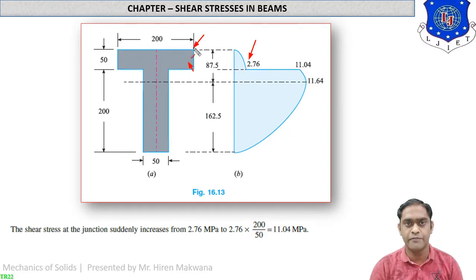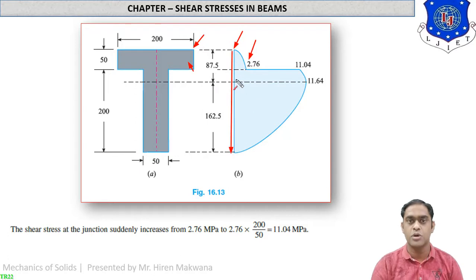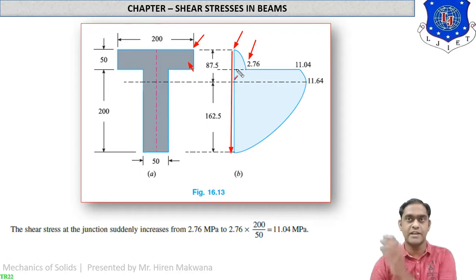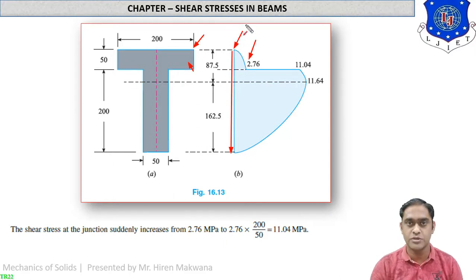At the top fiber, the value of shear stress is 0. This is our y-axis. Looking from the y-axis, the right side values are increasing, which denotes the shear stress. So these first two values are completed. Now we want to calculate the shear stress at the inside corner, which will give you the answer of 11.04.